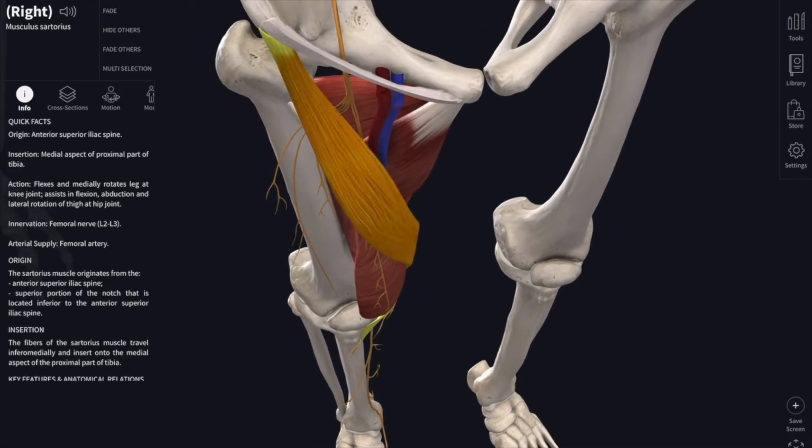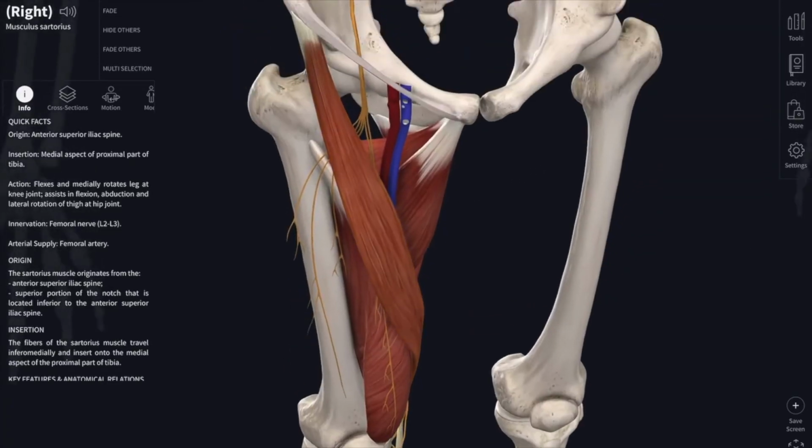What about the roof? It's found here, and it's formed by the sartorius muscle. Now, a way you can remember that the sartorius muscle is the roof of this canal is that another name for the adductor canal is the subsartorial canal, which means below the sartorius. And so the sartorius is the roof.